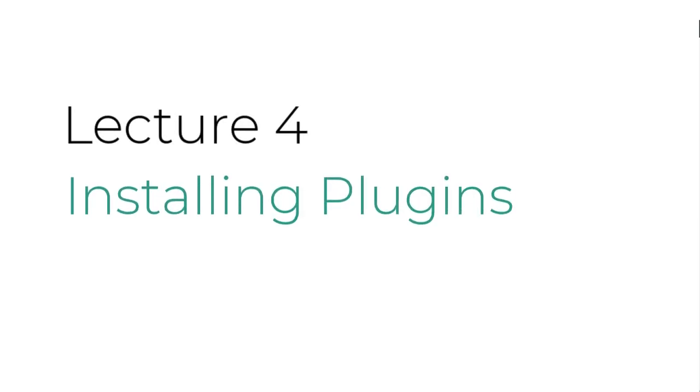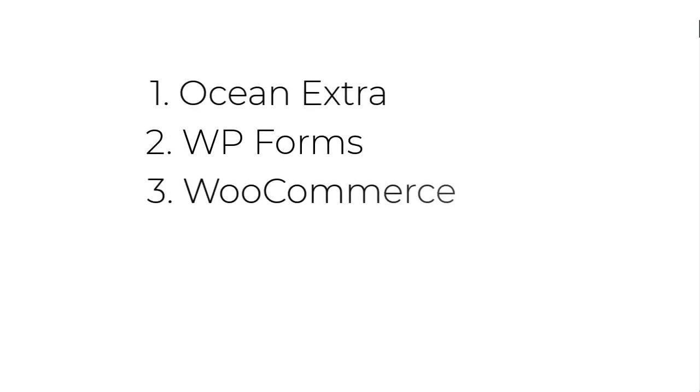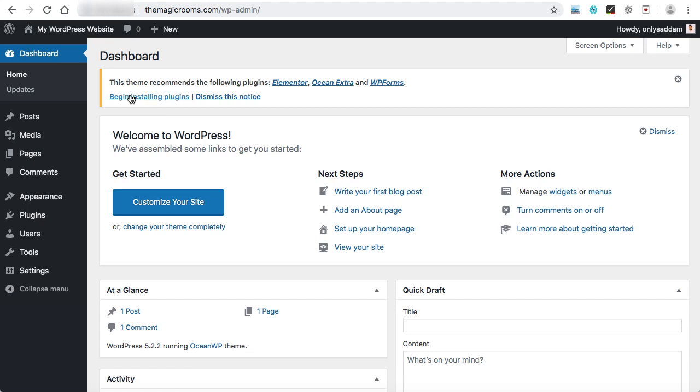In this lecture, we'll be installing all the required plugins like Ocean Extra, WP Forms, WooCommerce, Yoast SEO, and WP Bakery Page Builder plugin. So, in order to install the plugins, either you can click on this Begin Installing Plugins link, or you can also go ahead with plugins and then add new. So, let's click on this Begin Installing Plugins.